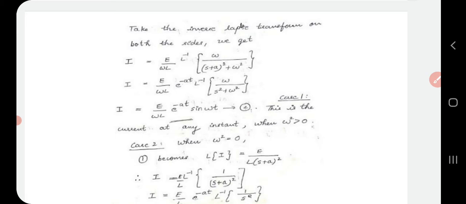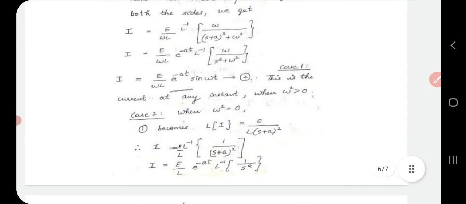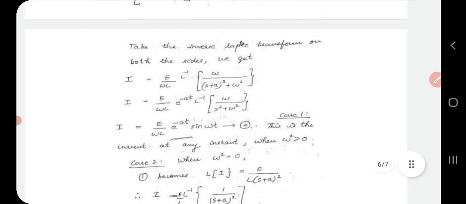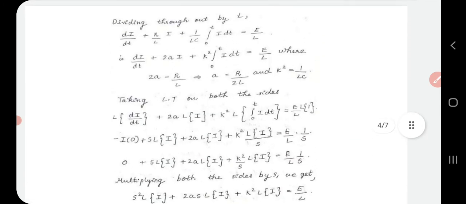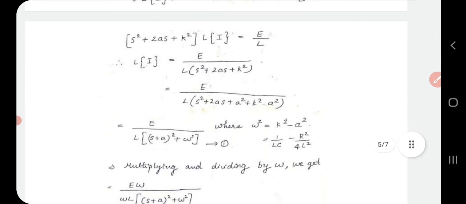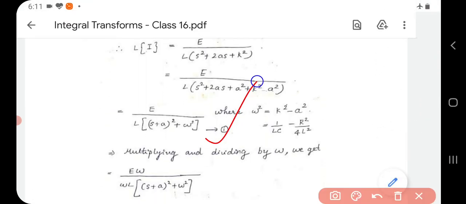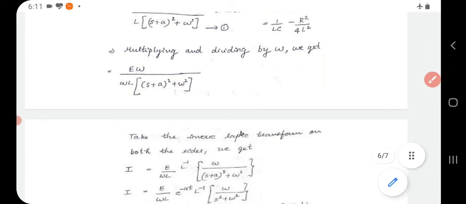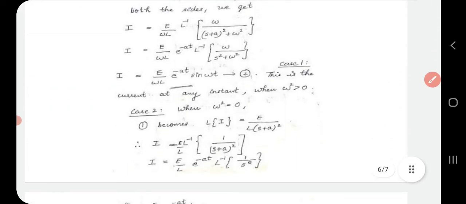This is the current at any instant when omega square is greater than 0. That is case 1. Now let us see case 2, that is, what happens when omega square equal to 0. Then in your equation 1, the first equation that you have marked, by applying omega square equal to 0, it will become Laplace transform of I equal to E by L times (s plus a) the whole square.